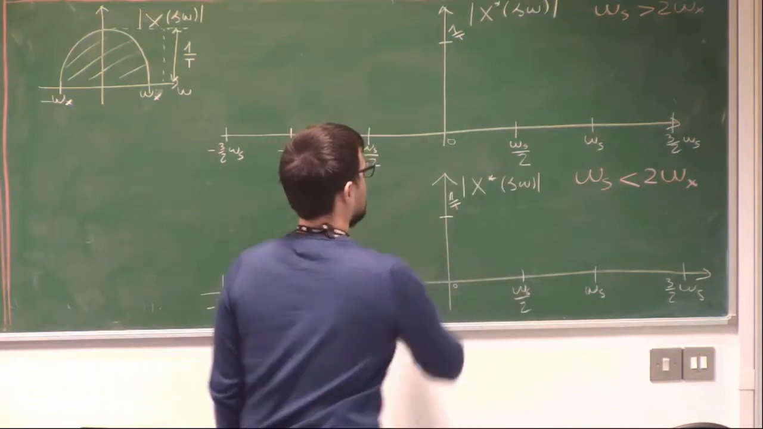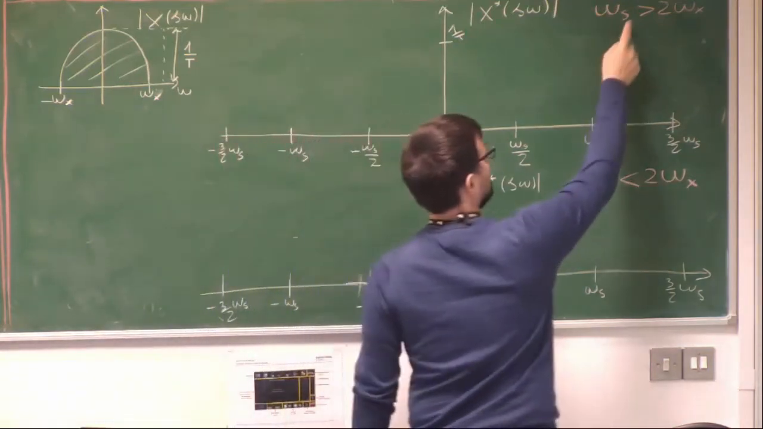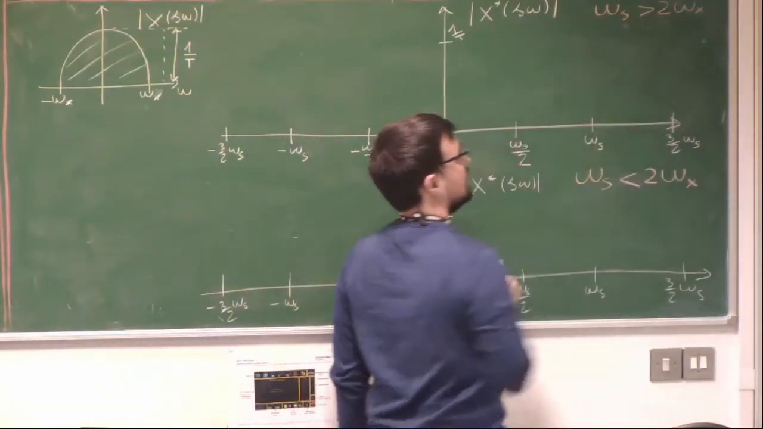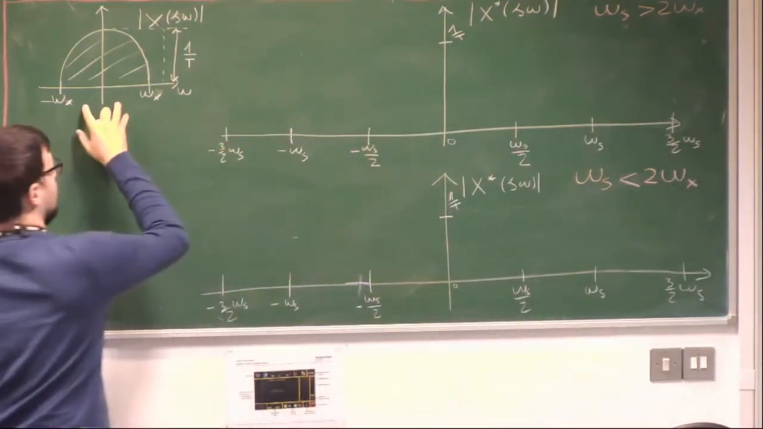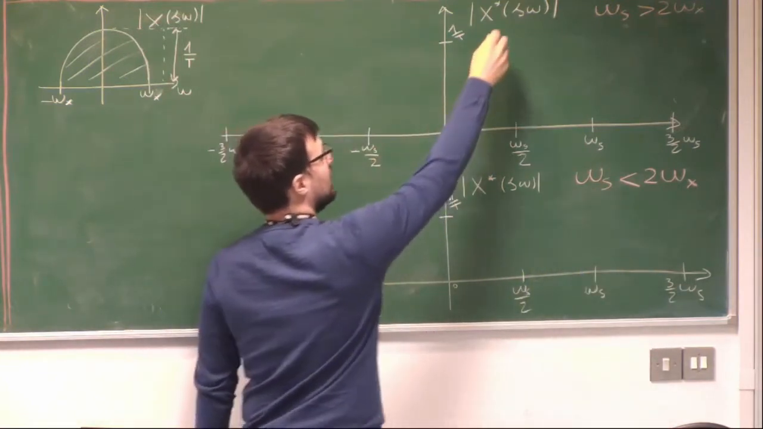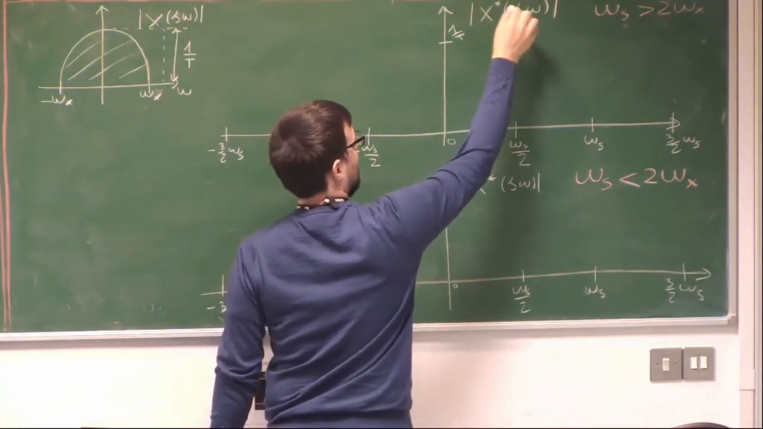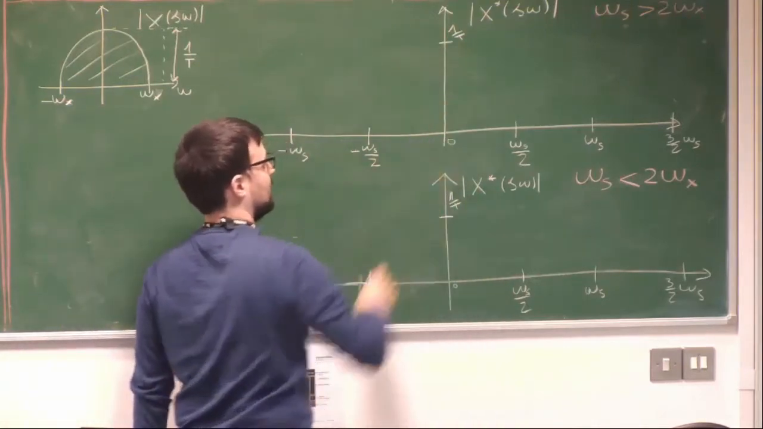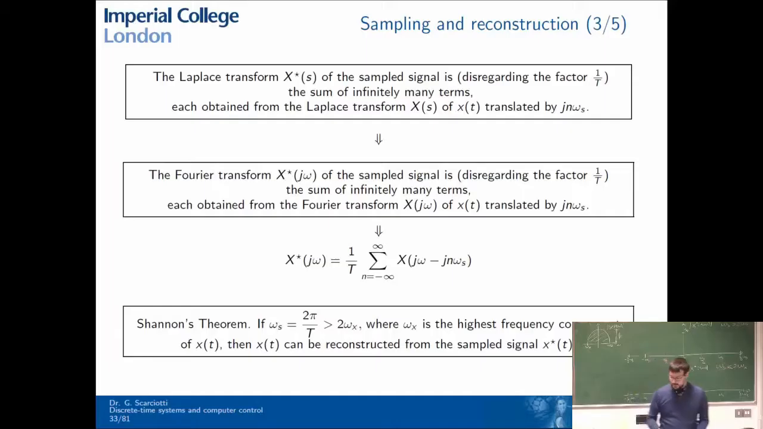Now I have 2 plots that I'm going to fill. In the first plot, we assume that the Shannon theorem is satisfied, so our sampling frequency is greater than 2 times the maximum frequency component. In the other plot, instead, this is not satisfied. What I'm sketching here is the absolute value of X star of j omega, and the same over here. In both cases, everything is normalized by 1 over capital T. By the formula on the board, X star of j omega is equal to the sum of X of j omega translated at every multiple of omega s.